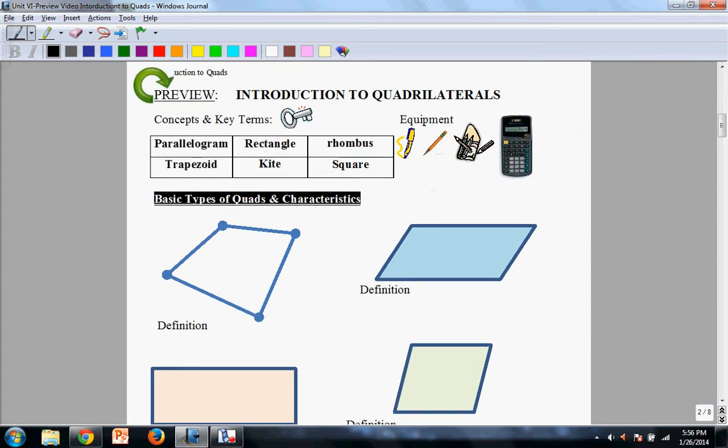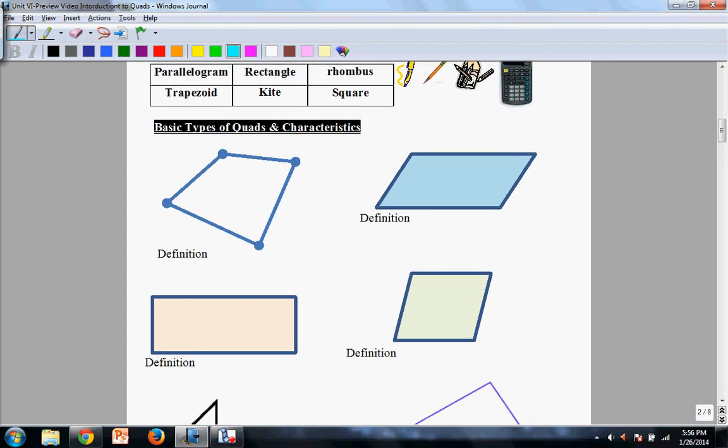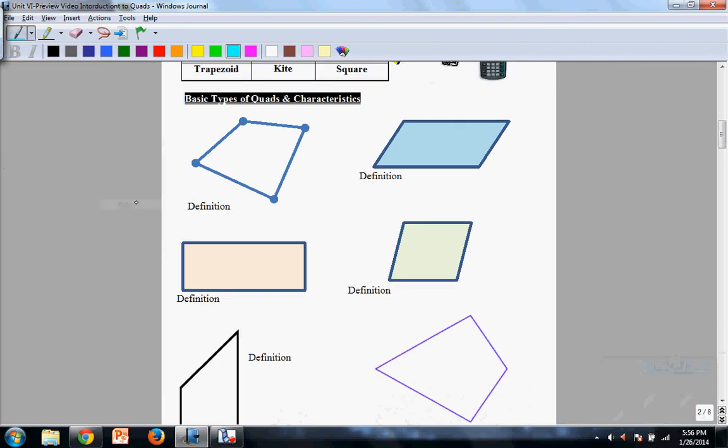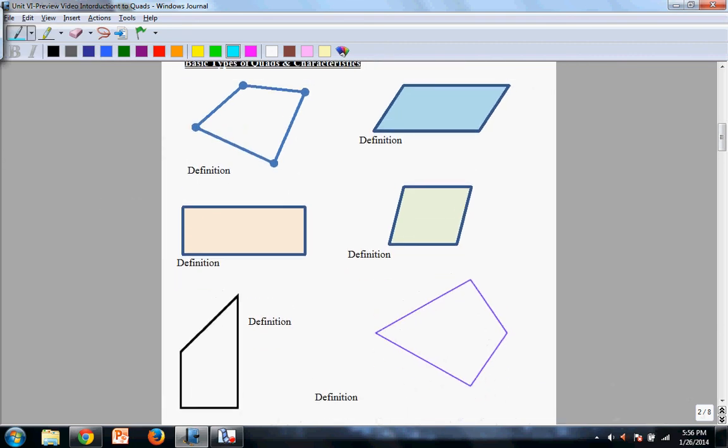Let's go ahead and take a look at what we're doing today. We're going to be talking about an introduction to quadrilaterals. Quadrilaterals, very simply, are shapes that have 4 sides. Our main vocabulary terms today are parallelogram, rectangle, rhombus, trapezoid, kite, and square. Here are the primary quads we are learning about today. By definition, any 4-sided shape is a quadrilateral. So everything else on this page is a quadrilateral.